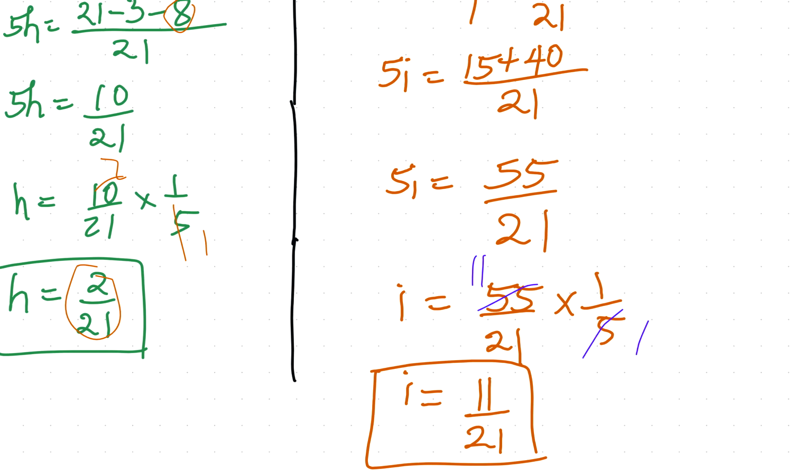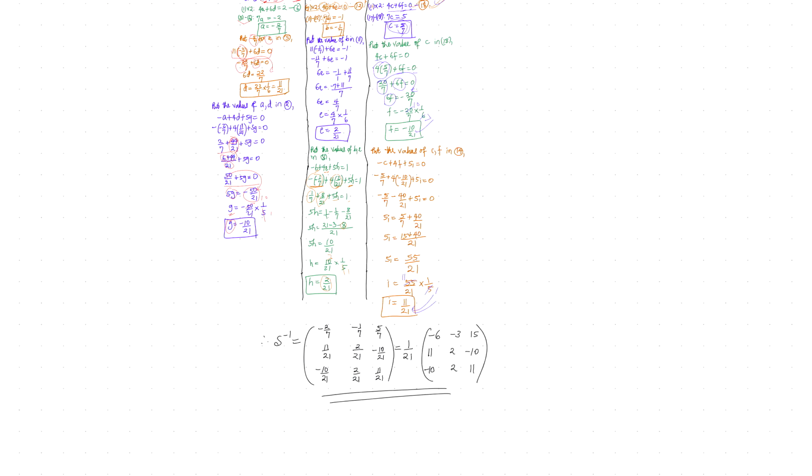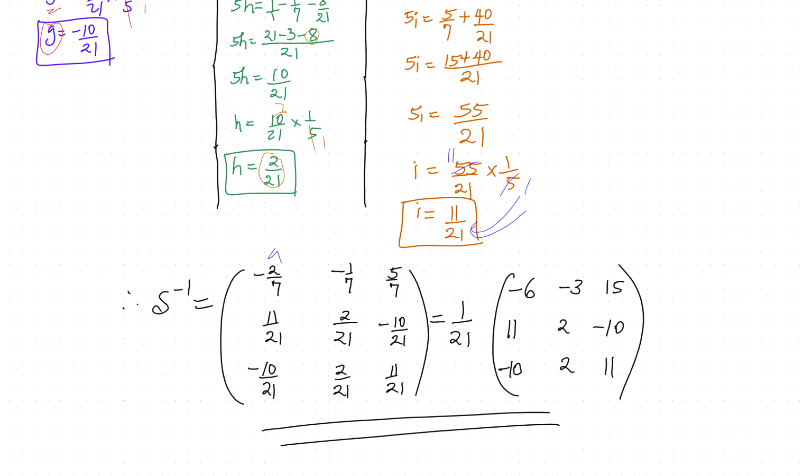So, I mean, that has been such a tedious journey. Finally, you have got everything you need to get. So you remember that A is minus 2 over 7, B is minus 1 over 7, C is 5 over 7, D is 11 over 21, E is 2 over 21, F is minus 10 over 21, G is minus 10 over 21, H is 2 over 21, and I is 11 over 21. So that's the inverse you're looking for. That's the inverse you're actually looking for.